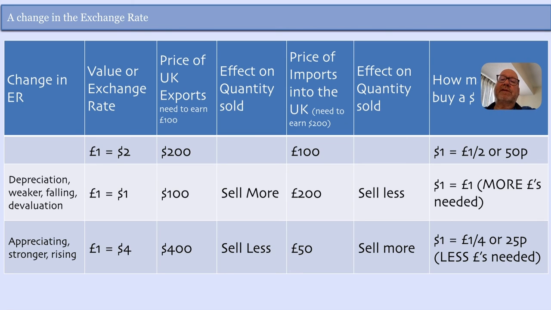This simply means that instead of a pound being $2, it's now $4. In other words, the price in America is going to go up to $400. That's the assumption we make in economics at the start. You can challenge that later on in evaluation. So as the price of my exports goes up, I'm going to sell less. As the price of my imports goes down, they're going to sell more. So there's going to be more imports and there's going to be less exports. And in this case, we only need to find 25p now to earn ourselves a dollar.